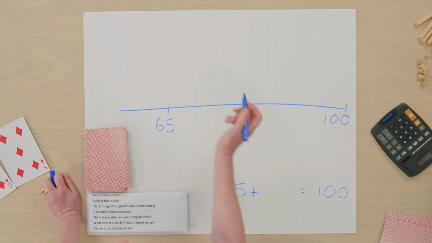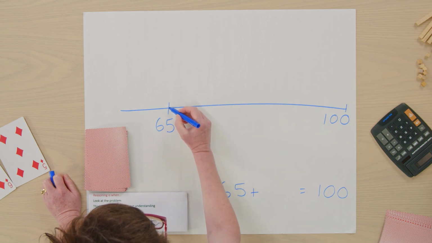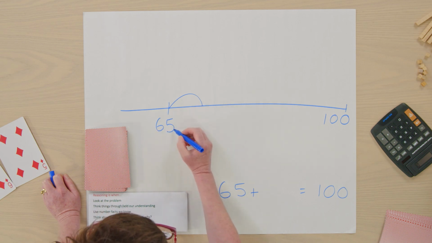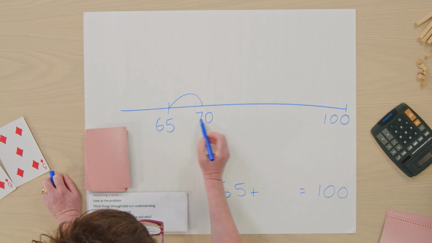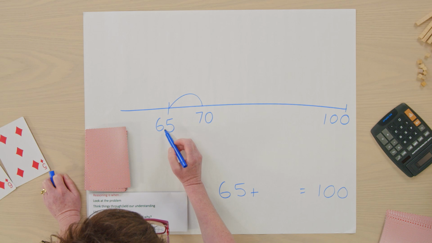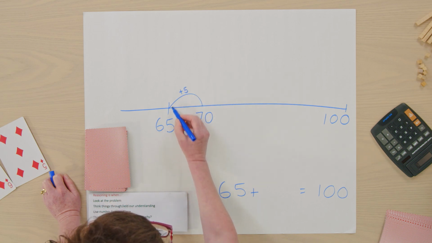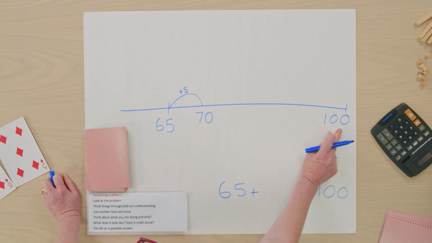Okay, so I think we've done some bridging to 10 before. So I'm going to hop to my closest 10. And my closest 10 to 65 is 70. How did I get there? Well, I added 5. 65 add 5 will give me 70. Now I need to get to 100.